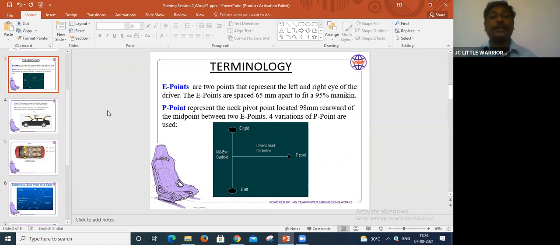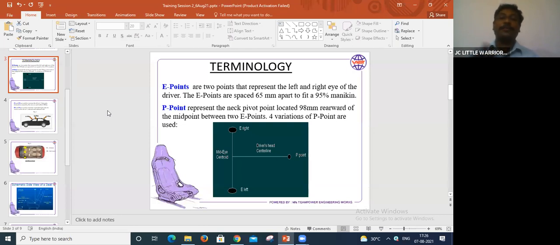Okay, so what is E point? E points are 2 points that represent the left and right eye of the driver. So when you sit in a car, this is input from OEM. When I say OEM, it can be Tata Motors, it can be Ford, or any. That's the original equipment manufacturer. He says, I want these are my E points, and you need to design a seat based on this. So what are the inputs from OEM, original equipment manufacturer?